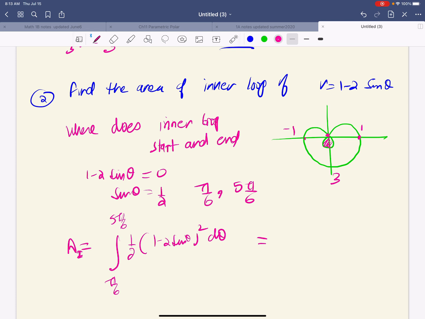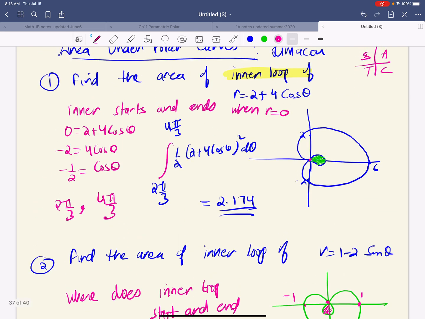So integral calculator, the bounds are fractions, pi over 6 to 5 pi over 6. So that turns out to be 0.5435. All right, let's see the next example.